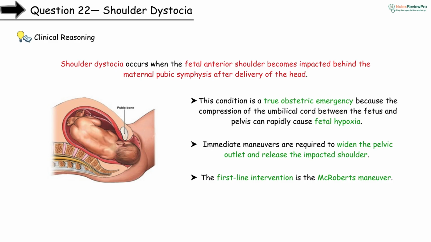So the goal is simple. You need to free the shoulder immediately. The first-line intervention is the McRoberts maneuver. This involves hyperflexing the mother's legs tightly toward the abdomen. What does this do? It straightens the sacrum, rotates the pubic symphysis, and widens the pelvic outlet. And in many cases, this alone is enough to release the impacted shoulder.